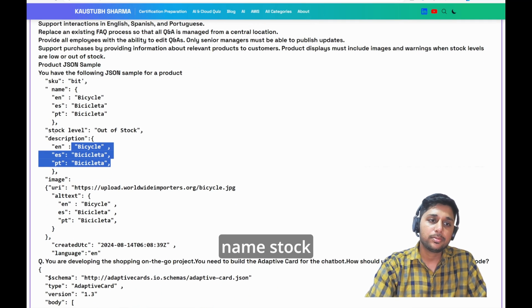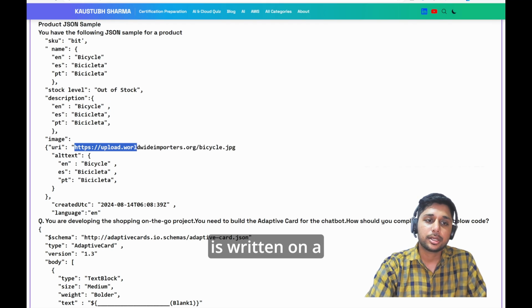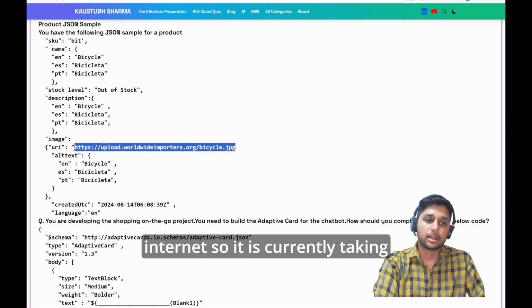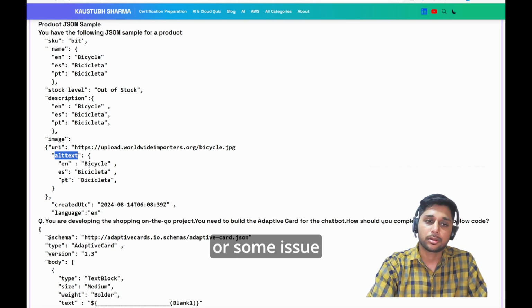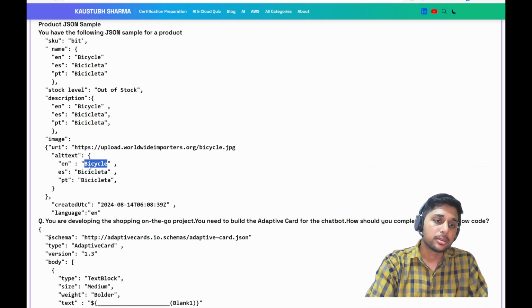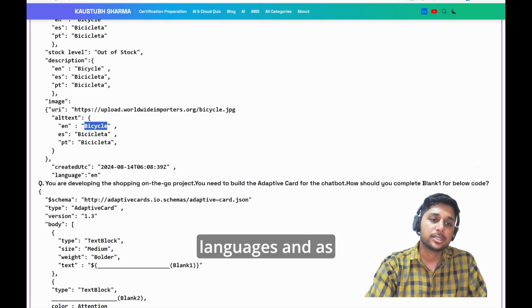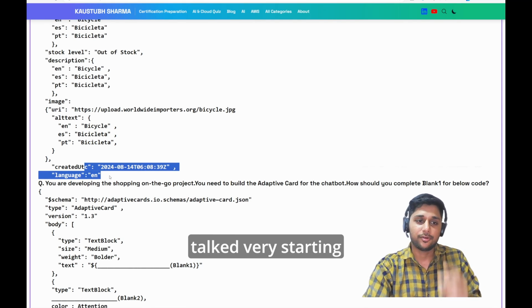So we have name, stock level, description, and then we have image. The image is written as a path on the internet, so it is currently taking it from there, and as required there is an alt text. If the image is not available or there is some issue with the network, then we will see this text, bicycle, in different languages, and as it said, it is created in English, as we talked about at the very start of the question.